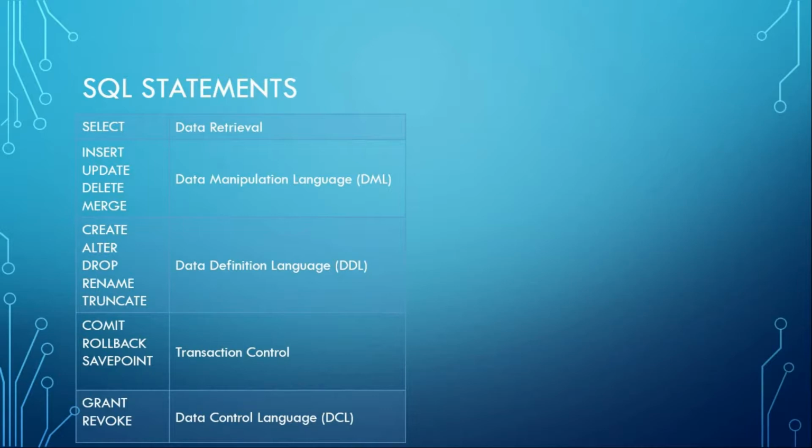And data definition language is more towards creating a table or creating a view, altering a table or a view or any object, and dropping, renaming, or truncating any of the database objects. And transaction control helps you commit the changes you make, roll back the changes, and save point. So we have grant and revoke, which is the data control language.